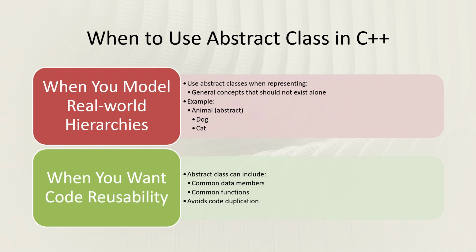Abstract classes can help reduce code duplication. Common data and functions are written once. Derived classes reuse them and add their own behavior. This makes code shorter, cleaner, and easier to maintain. This is very important in large applications.